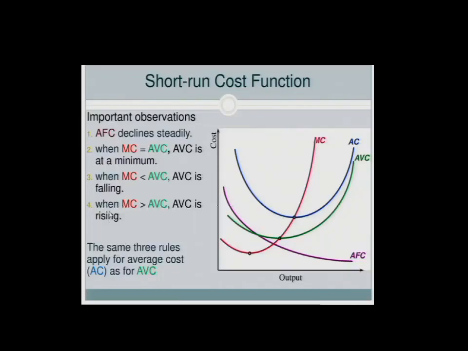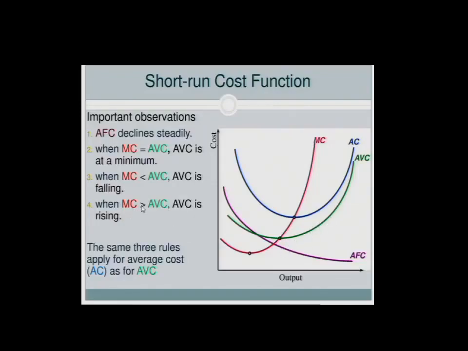So when marginal cost is less than average variable cost, notice this. When the marginal cost is below average variable cost, so below the green line, if the red line is below the green line, what happens? Average variable cost is falling. But as soon as marginal cost is above the green line, this red line is above the green line for a given output level, our average variable cost starts increasing. Keep that in mind.